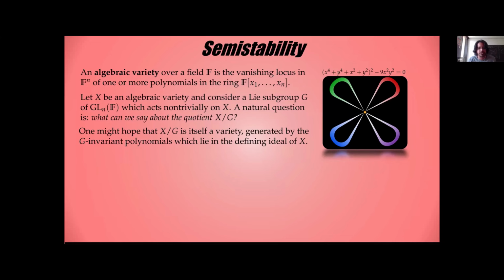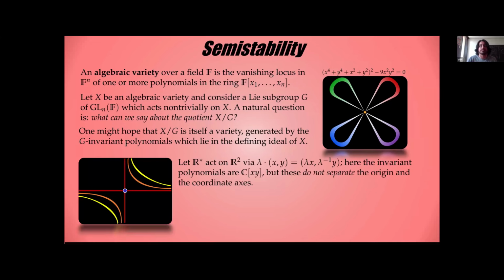Now you insert some symmetry, and you hope that the symmetric polynomials, the ones that respect your symmetry, are precisely the ones that generate the quotient. And now, if you take that idea and try to build the easiest example of such a thing, you immediately run up against some exciting difficulties.